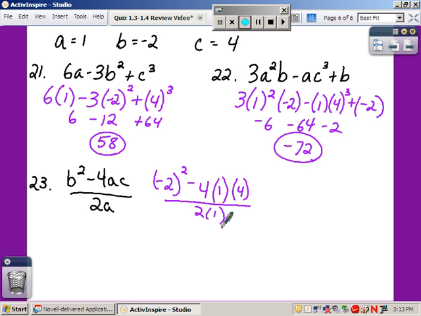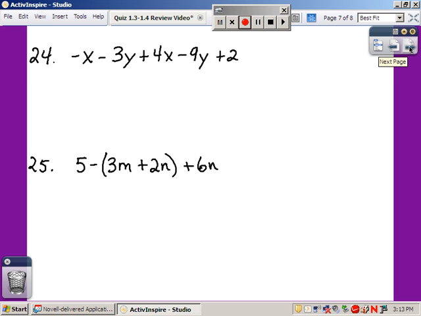So I've got negative 4, or negative 2 squared, that's positive 4, minus 4 times 1 times 4 is 16, all over 2. What I really got is negative 12 over 2, and that's negative 6. Evaluating doesn't seem to be something that's too terribly difficult. Most of the time it's mistakes with negatives and stuff like that.